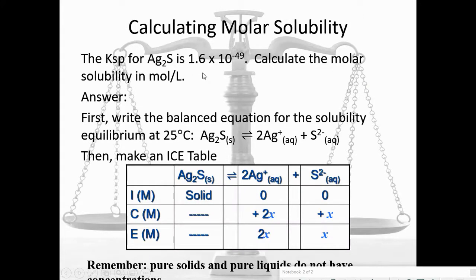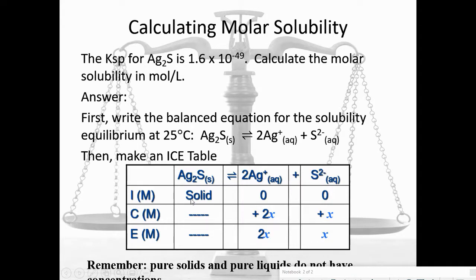The KSP for this example, we're doing a new example here, silver sulfide. The KSP is 1.6 times 10 to the negative 49. That's extremely small. So we're going to calculate the molar solubility in moles per liter. First, again, create a balanced chemical equation. There you go. Put it into an ice table.